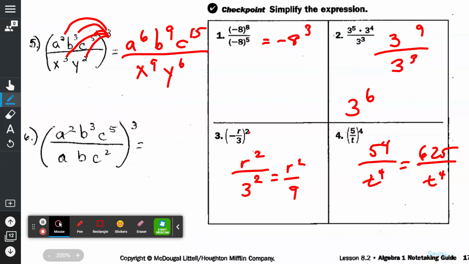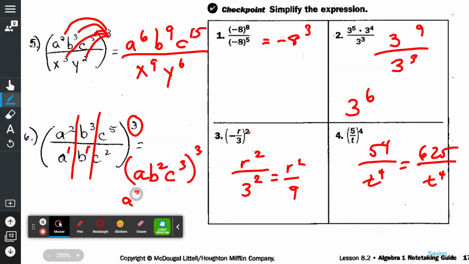Now this one, for number 6, we have two options. Before we distribute this, we can simplify what's inside the parentheses. And I think that's always easier. If you can simplify, simplify. So a squared over a is just a, because it's a to the 2 minus 1. This is b squared, because it's b to 3 minus 1. And this is c cubed, because it's 5 minus 2. So now I'm going to cube those. So that becomes a cubed, b to the 6th, c to the 9th.